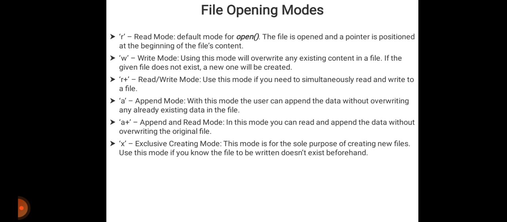First one is r, which means read mode. It is the default mode for open. The file is opened and the pointer is positioned at the beginning of the file's content. Then w is write mode. Using this mode, you will overwrite any existing content in a file. If the given file does not exist, a new one will be created. Then r+ means read or write mode. Using this mode, you can simultaneously read and write to a file.